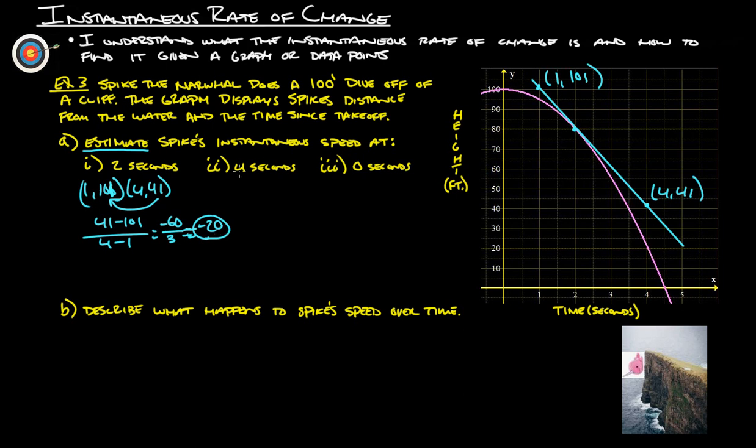So that means the instantaneous speed at that point is that Spike the narwhal is at negative 20, getting closer and closer to the water, 20 feet per second at that point.